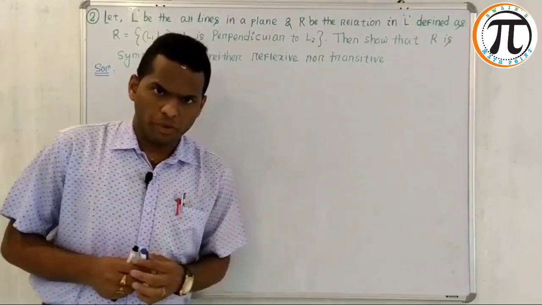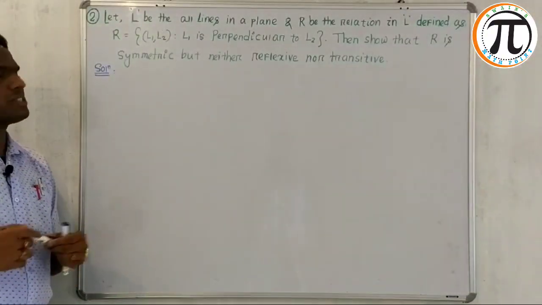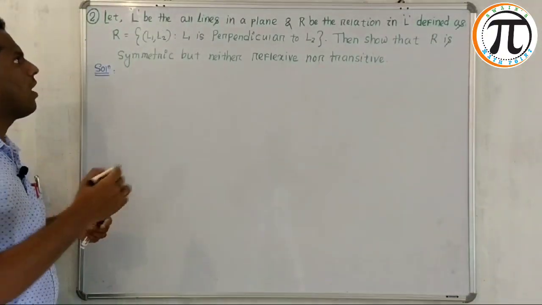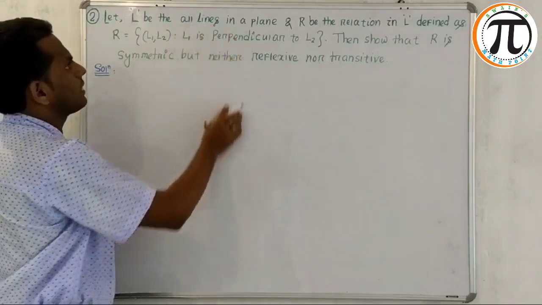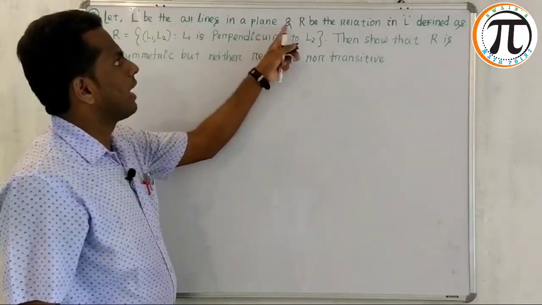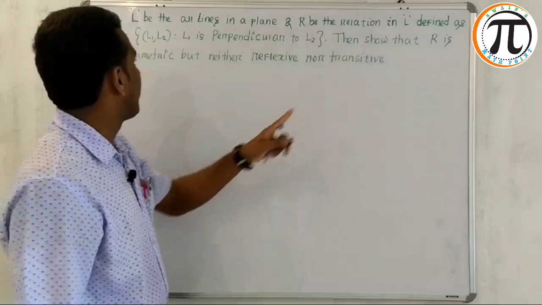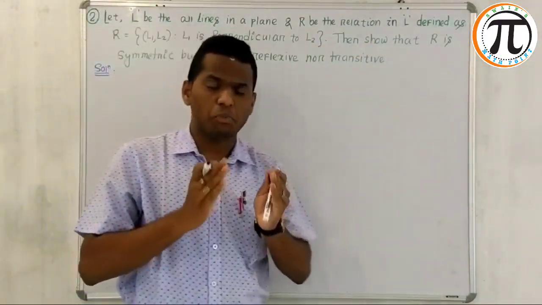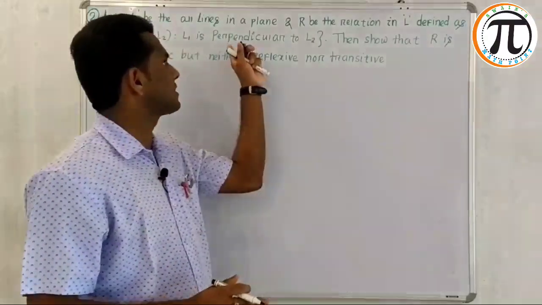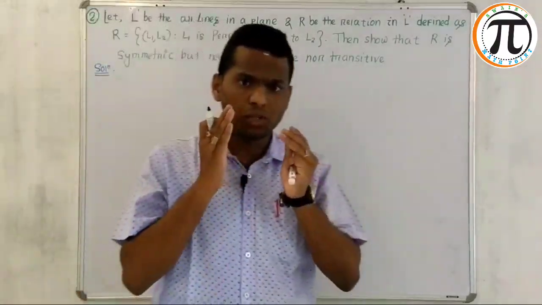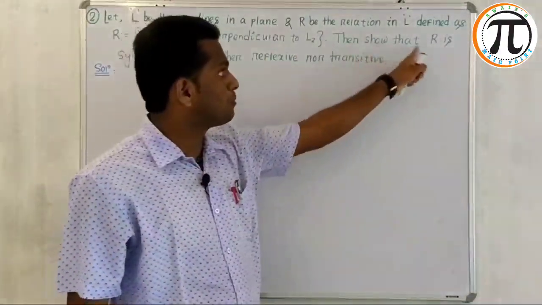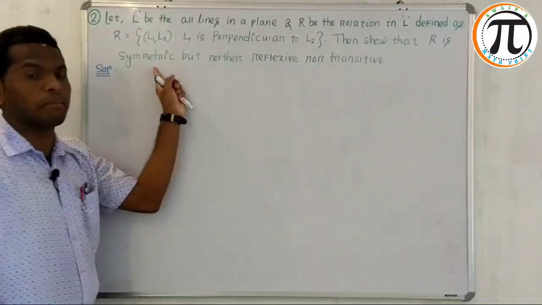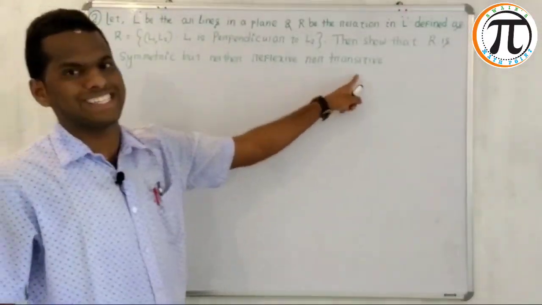Coming to question number 2. So question number 2 is given what? Let L be the set of all lines in a plane. Okay, and R be the relation in L defined as R is given L1, L2, where L1 is perpendicular to L2. This is given what? L1 is perpendicular to L2. You have to prove that R is symmetric but neither reflexive nor transitive.